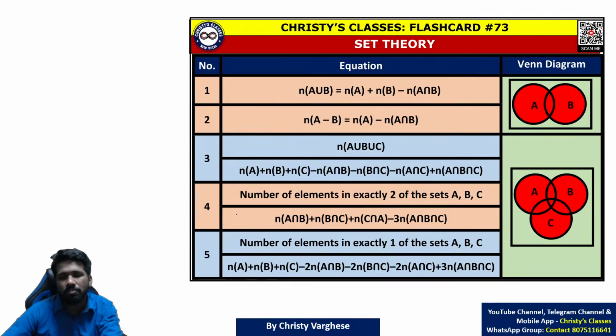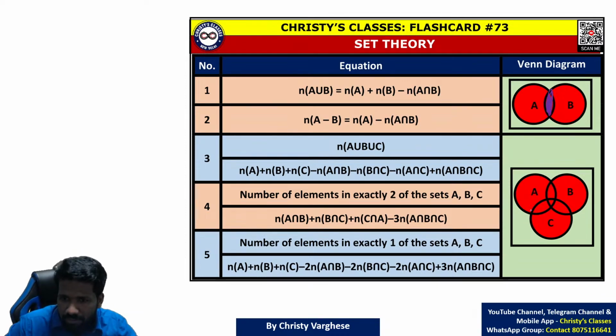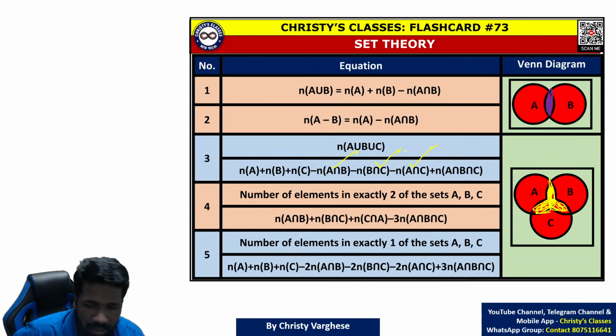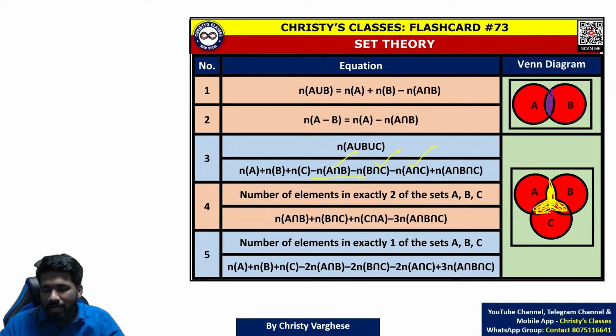Now that is called principle of exclusion. Here we deleted this double counted region. Same way, you have to delete this double counted region. I am explaining how the theory can be understood easily. This is a double counted region. This is a double counted region. This is a double counted region. That is A intersection B, B intersection C, A intersection C. That should be removed. Removed means subtracted.